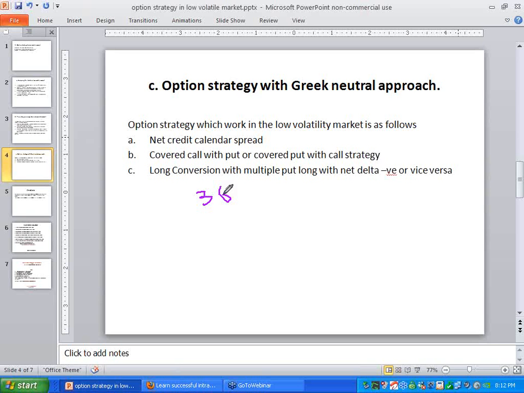However, in the low volatile market, these three strategies work very well. One, the net credit calendar spread; two, covered call with put or covered put with call strategy; three, long conversion with multiple put long with net delta negative, or vice versa, means short conversion with multiple call option long. So if you wish to, you can take a note of these three strategies. So these three strategies work out very good in the low volatile market.